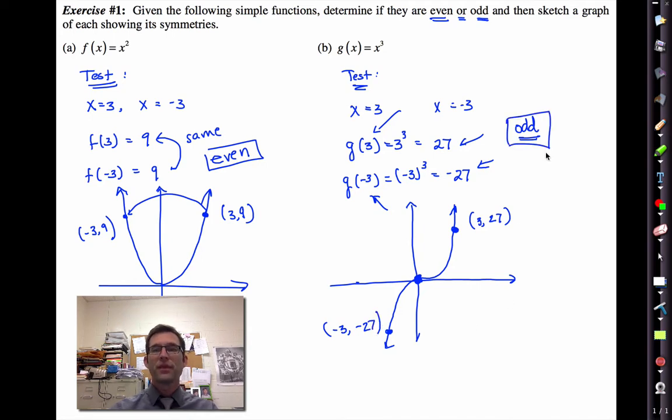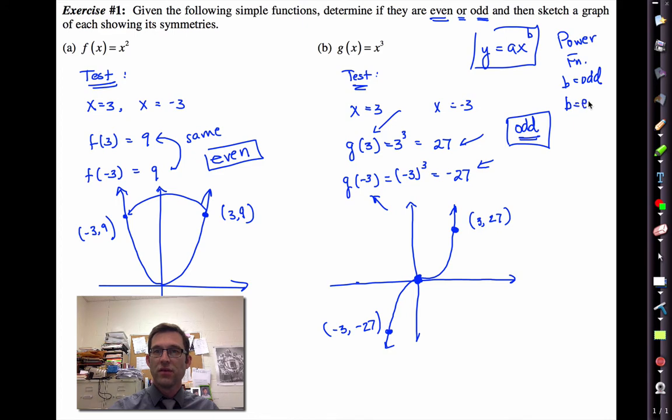Now, it's because of power functions that we then get the term even and odd. So any power function, remember power functions have the form y equals a times x to the b. This is a power function. Anytime b is odd, we have an odd function. And anytime b is even, we have an even function. So that's where the names come from.